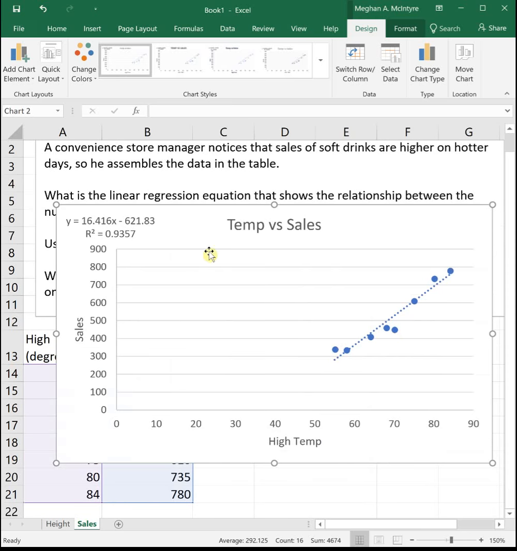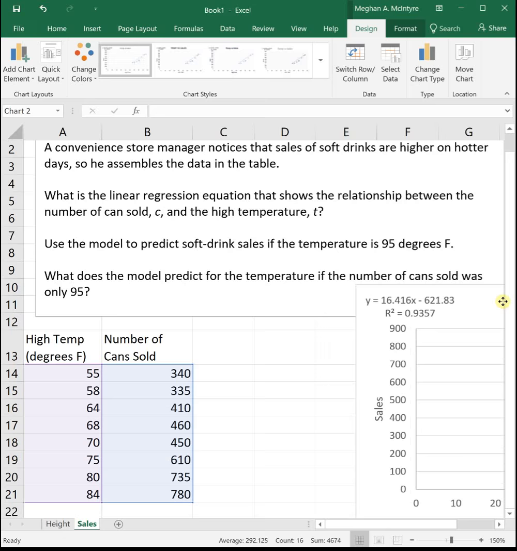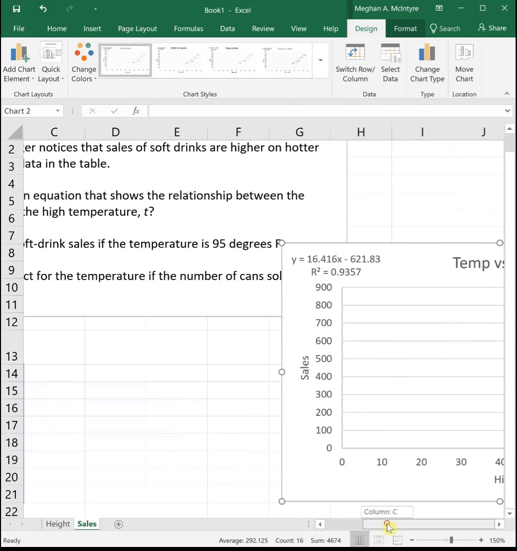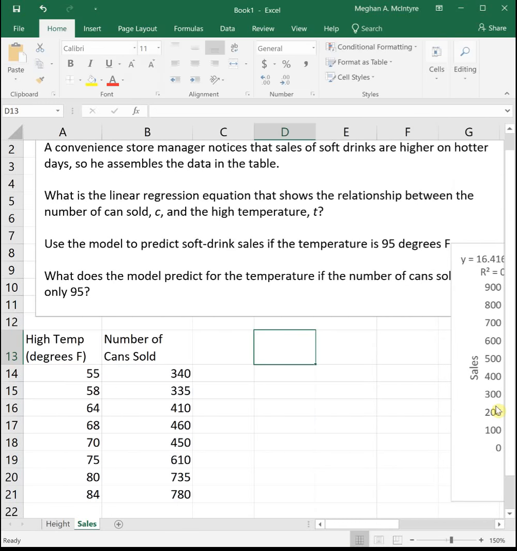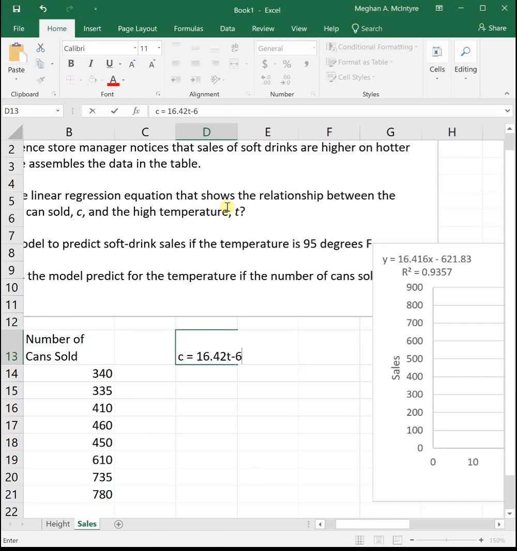Okay, so we have our equation now. Let's write it in terms of our variables. Sorry, I know it's kind of flashing around the screen. So let's see, the cans sold is C. That's going to be equal to 16.42 times the temperature minus, what was that number? 621.83. So that's our linear equation.